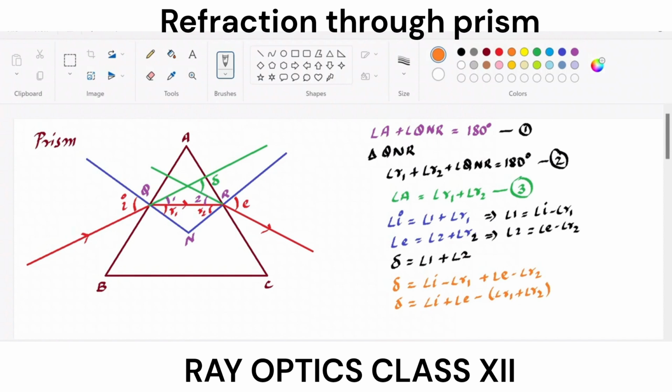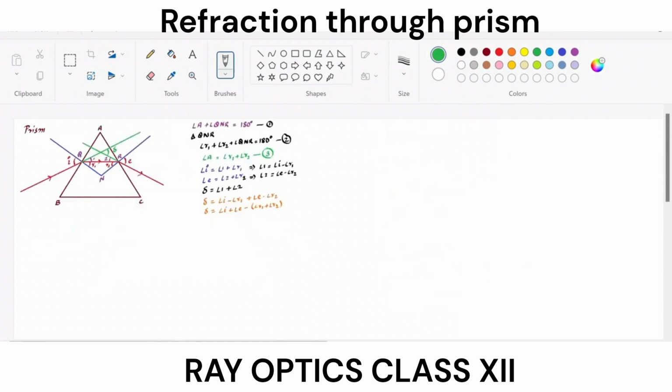Now this delta will be written as angle I plus angle E minus angle R1 plus angle R2. Great. Now if we look at equation 3, R1 plus R2 is nothing but angle A. So we can substitute here delta is equals to angle I plus angle E minus angle A. I hope this is clear. This is your delta, angle I plus angle E minus angle A. This is equation number 4.